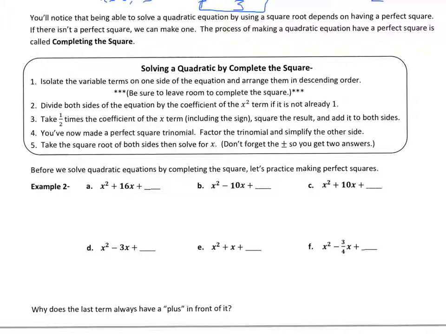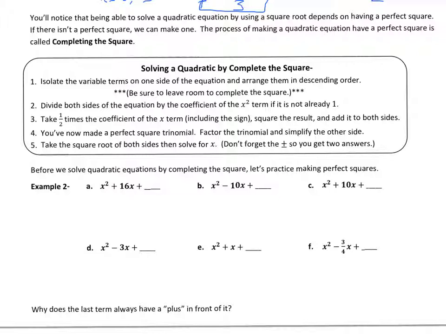All right, so the steps for completing the square. We want to isolate the variable terms on one side, generally the left side of the equation, and arrange them in descending order. Then we divide both sides by the coefficient of x squared, if that's not already 1, and in most cases it will be. Then take the coefficient of the x term, half it and square it, and add that to both sides. We've now got a perfect square trinomial. Then we factor the trinomial and simplify the other side, take the square root and solve for x.